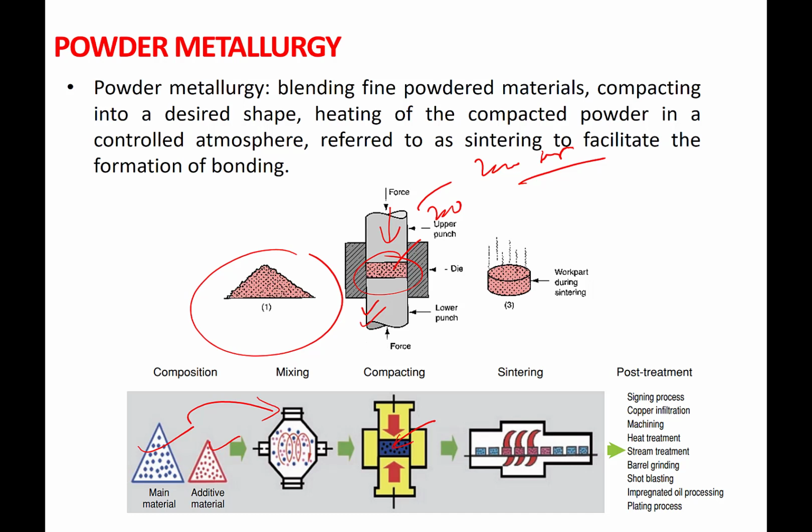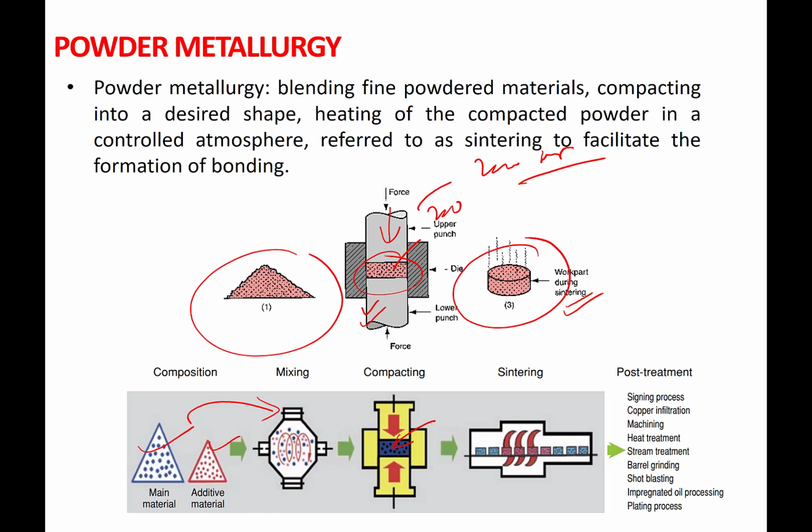But at this stage, after compaction, the product will have very weak strength because the bonding is mainly mechanical. The strength you will get from the metallurgical bonding. So to realize the metallurgical bonding, it is heated at a high temperature. This is called sintering. During sintering, the metal to metal bond is created metallurgically, and that in turn offers you the product of the desired size and shape with the desired strength.